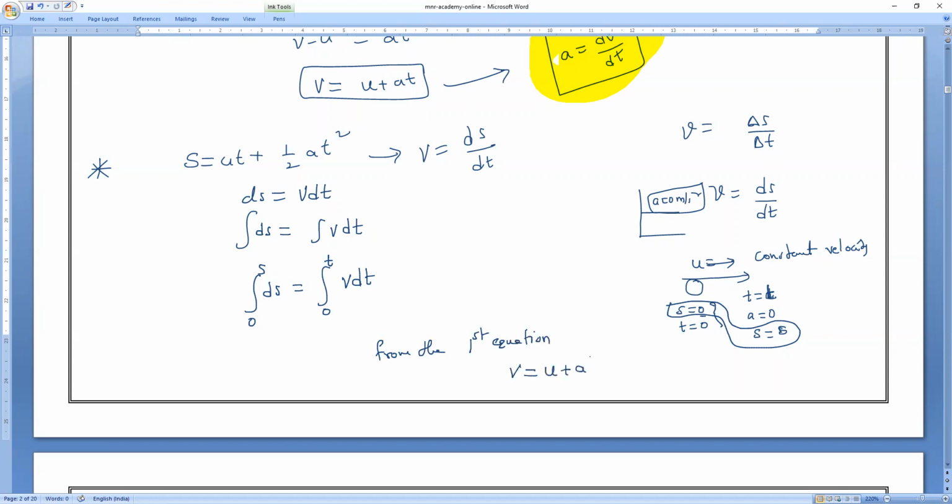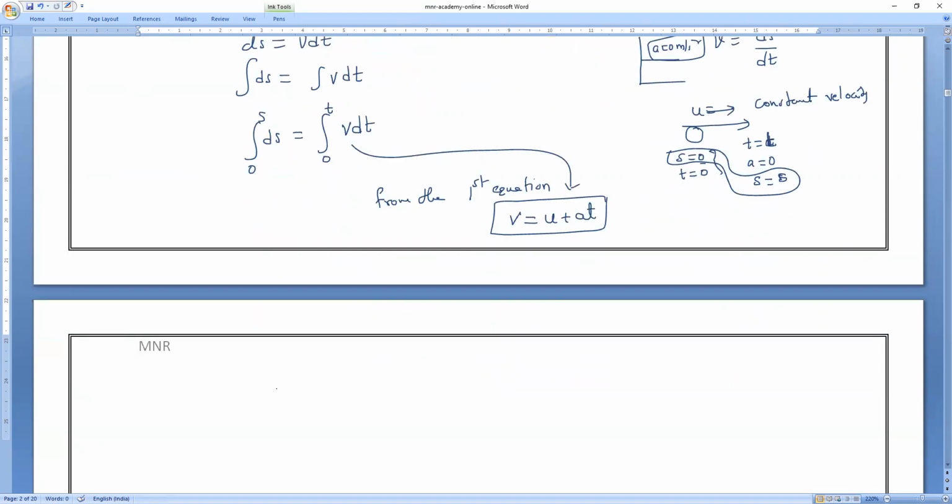From the first equation, v is equal to what? Everybody, v is equal to u plus at. So in place of v, can I write this? Will you all accept it? Yes, sir. So the integration from 0 to s of ds equals the integration from 0 to t of v, which I can write as u plus at. Clear?